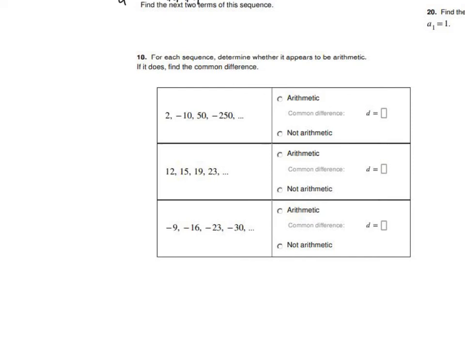So I'm going to look at 2 to negative 10. Well, if I went from 2 to negative 10, I would subtract 12. But now I'm going from negative 10 to 50. I would have to add 60 to get that. That's not constant, so that's right away not arithmetic. On the next one, I'm going from 12 to 15. That's plus 3. 15 to 19, that's plus 4. And 19 to 23, that's plus 4. Not constant, not a common difference, not arithmetic.